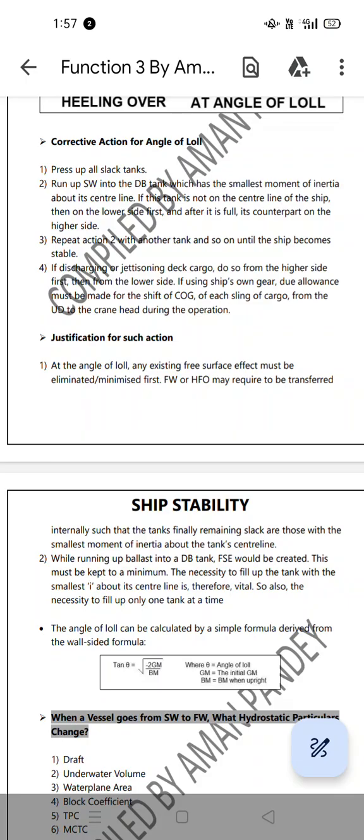Press up all slack tanks is the first point. Run up the seawater into the DB tank which has the smallest moment of inertia about the center line.